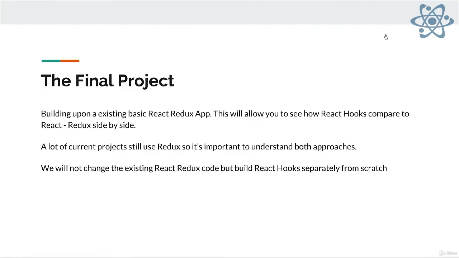If you're ever confused, just refer back to this table. So we'll now put together everything we learned and build a React hook app. To keep things concise, we'll build on top of an existing React Redux app. And this is a very basic app. We'll do this because this will allow you to see React hooks compared to React Redux side by side. And a lot of current projects still use Redux, so it's important to understand both approaches.